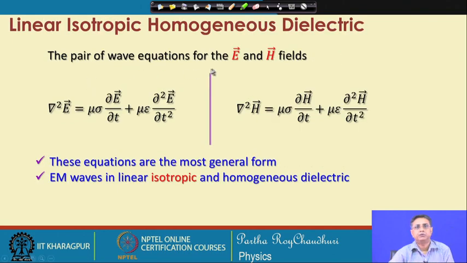Now, this pair of wave equations for the electric and magnetic field, you can see that these equations are the most general form, because if I use the specific properties of mu, sigma, epsilon, etcetera, then they will reduce and take the appropriate form of the medium through which you will study the properties of the electromagnetic waves. Electromagnetic waves in a linear, isotropic and homogeneous dielectric medium, these are the most general form.